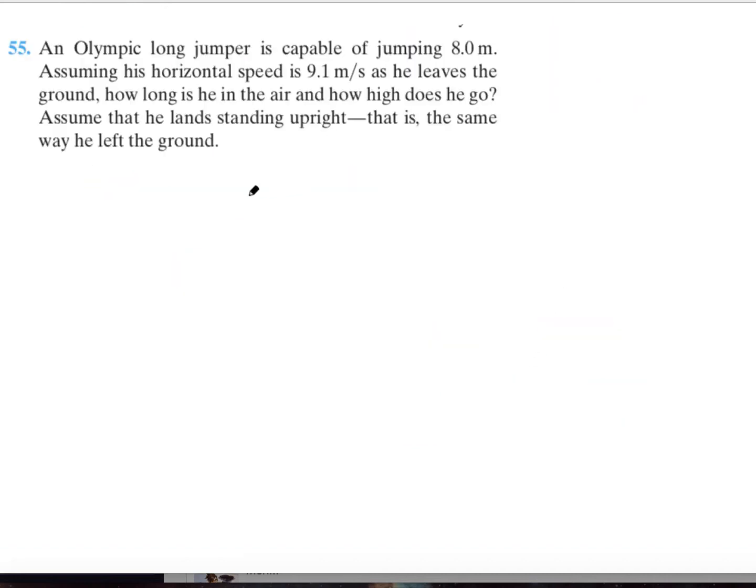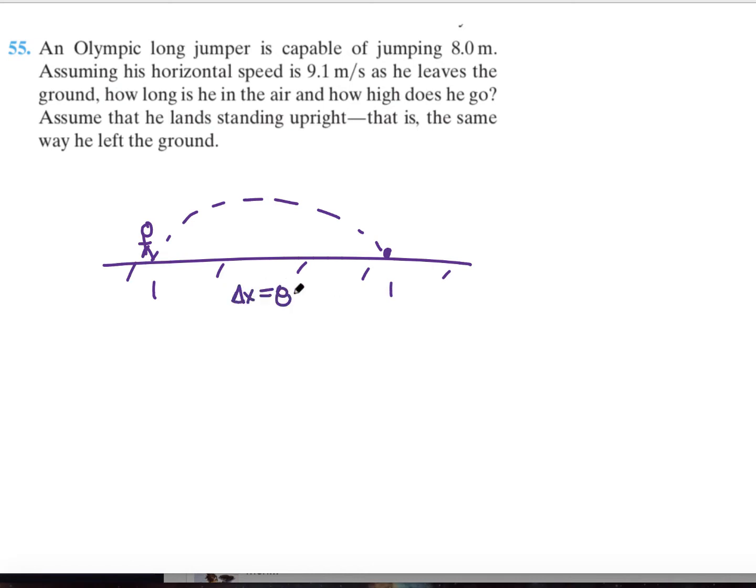For question 55, we have a jumper who is capable of jumping 8 meters. So we're going to assume that he is jumping as a projectile. And so here is my ground. And he jumps, and he goes a distance of 8 meters. So my delta x in this case is equal to 8 meters.